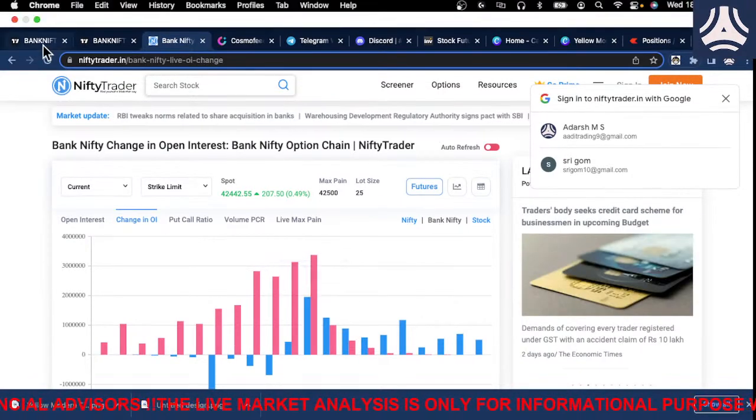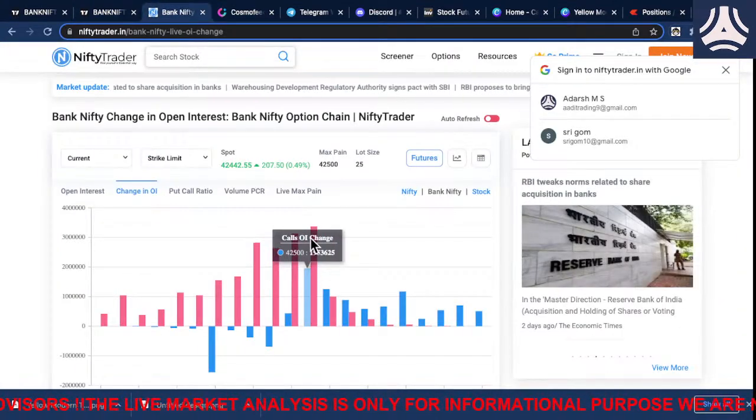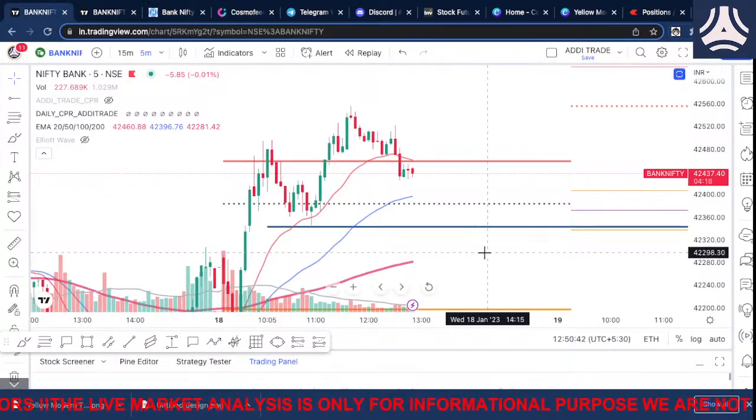If the same price action was like I mentioned before, if the calls were more here, we could have blindly taken a short position.